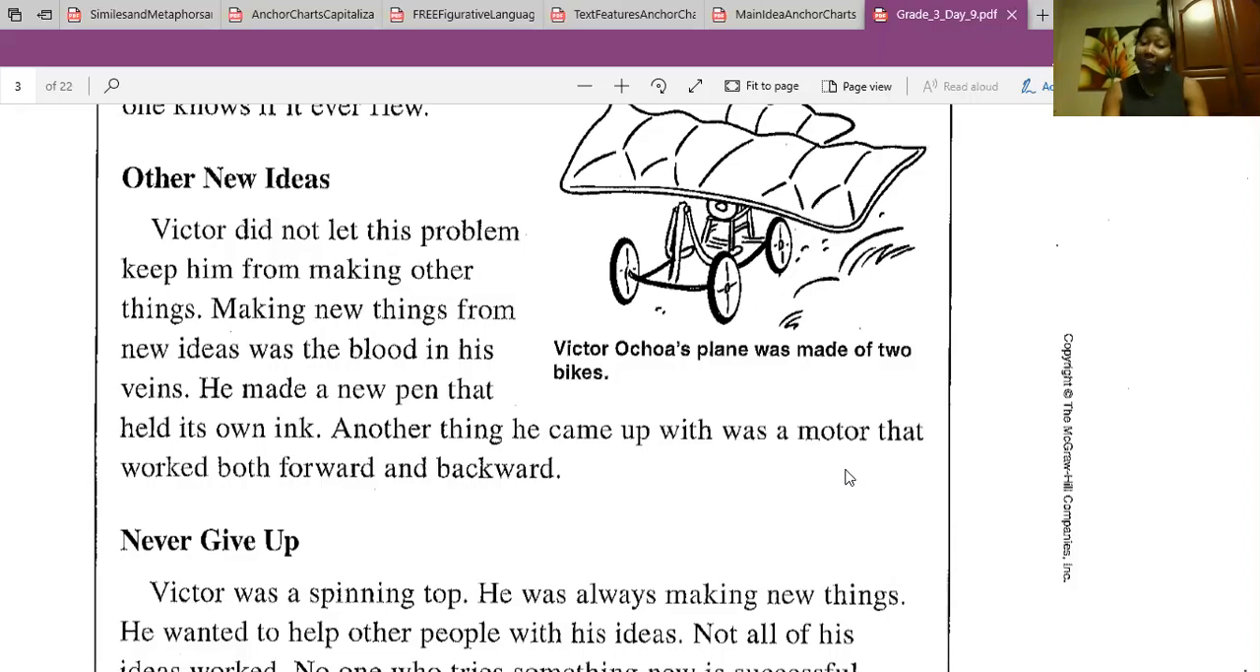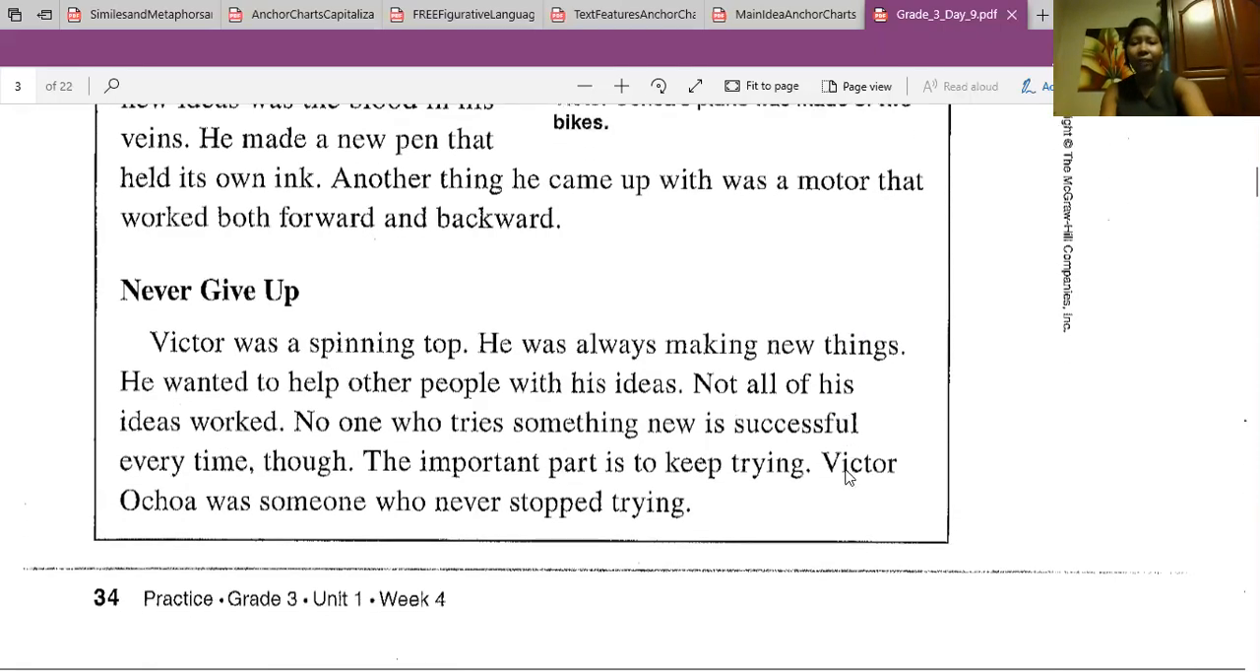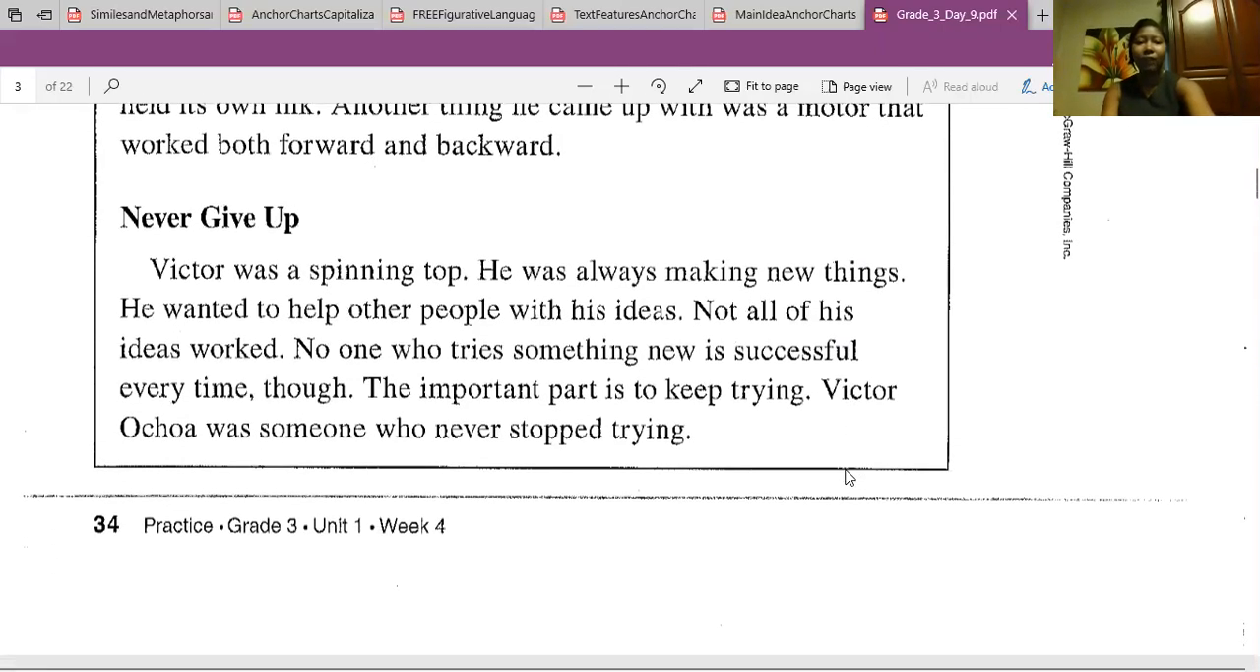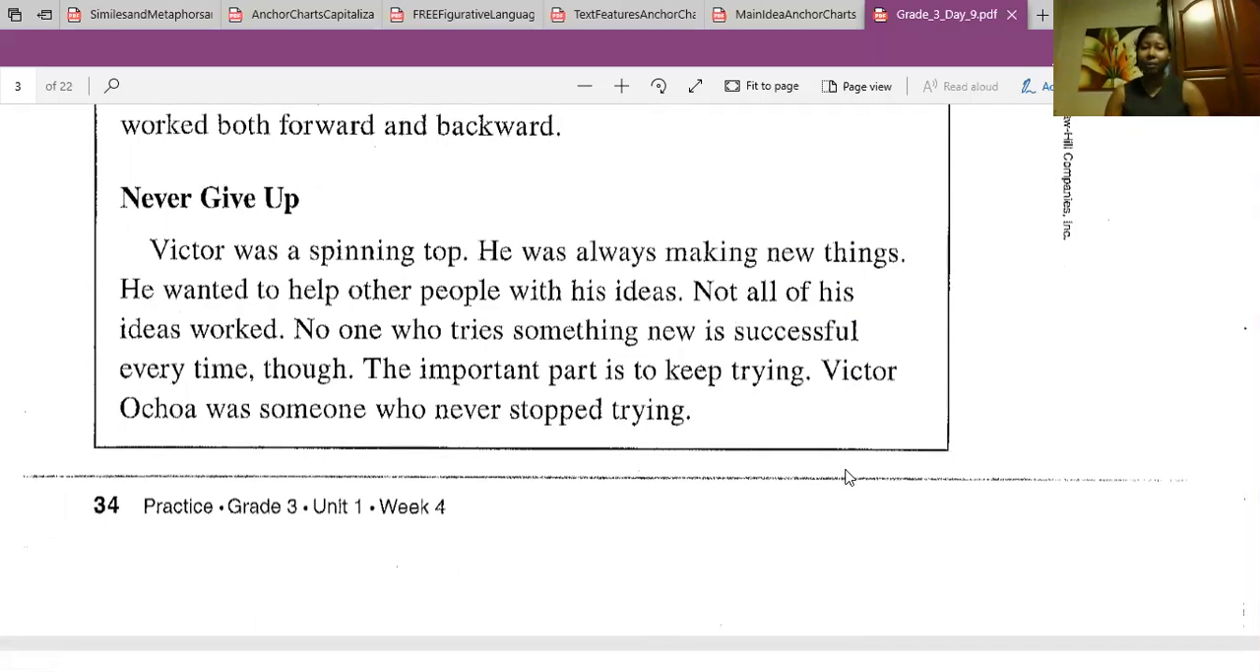He made a new pen that held its own ink. Another thing he came up with was a motor that worked both forward and backwards. Ooh, he's a hard worker. Never give up. Victor was a spinning top.